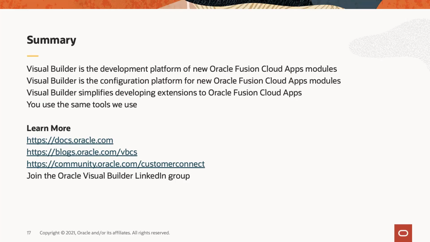Beyond that, Visual Builder is also the tool that is used by the Oracle Cloud customers to do configurations and customizations of the modules that we deliver. And then the last point is that you can use Visual Builder also to simplify the way that you build your own applications and your own user interfaces on top of data that meshes up Oracle Fusion Cloud Apps data with data from other places to create your own custom functionality.